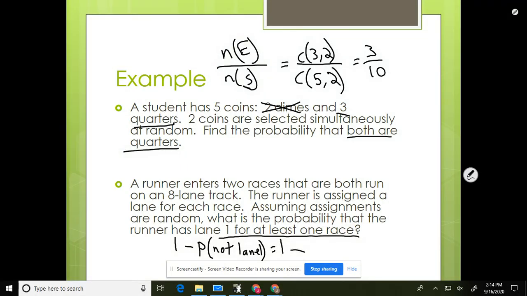Now I'm thinking, okay, we have two races, and they're not in lane one in either race. Think of it as a multi-stage experiment. So for race one, what's the probability of them not being in lane one?